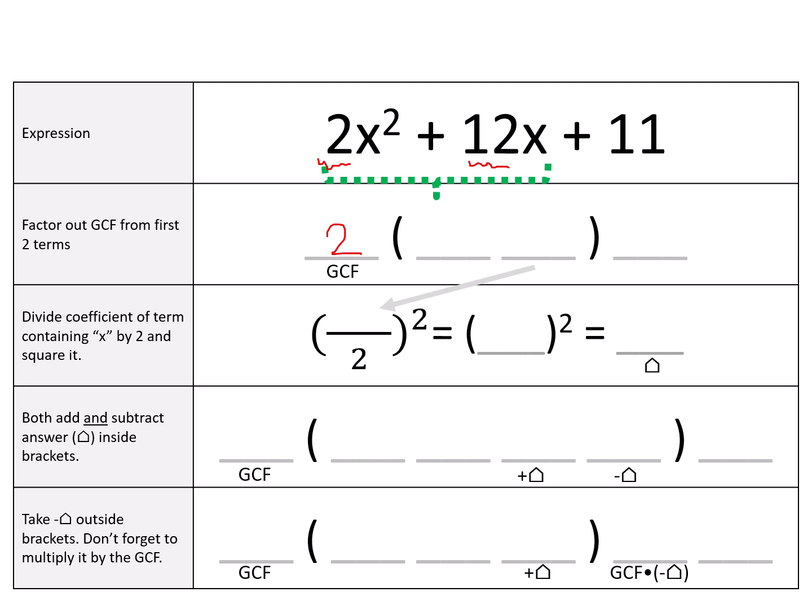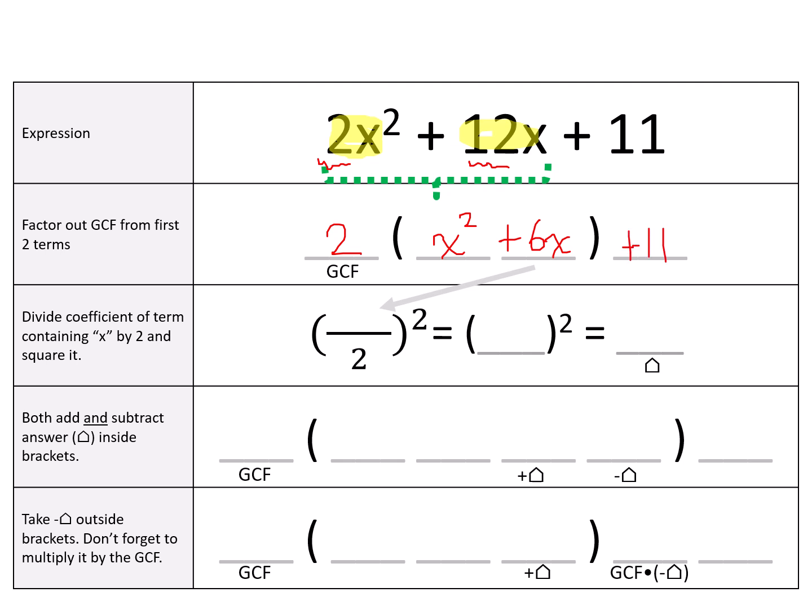When we factor out a 2, that means we are really just dividing this term by 2 and this term by 2. So 2x squared divided by 2 is 1x squared, but I'm just going to write x squared. I'm not going to write in that coefficient of 1. And 12x divided by 2 is positive 6x. The plus 11 stays outside the brackets.